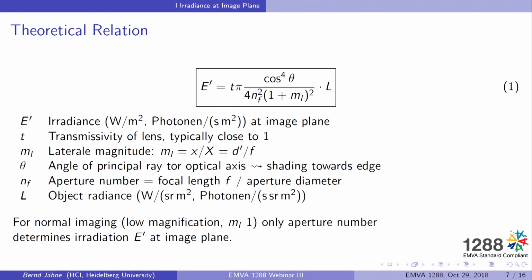The most important thing is there is another thing in here, which is the lateral magnification. But actually, this is only important if you go very close to an object. For normal imaging, where the magnification factor is actually close to 1, only the aperture number basically determines then the irradiance E prime at the image plane. So you may no longer wonder, because one of the most important quantities of a lens, which is actually written on each lens, is what aperture number it has, because it determines how bright with this lens you can take an image.